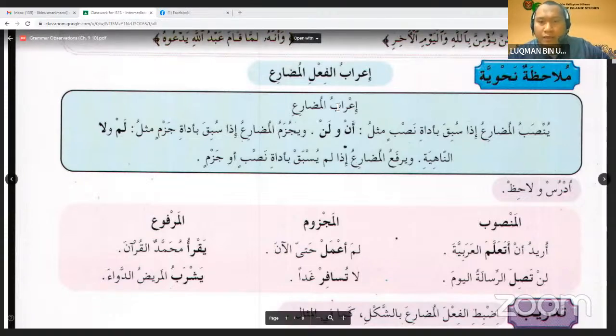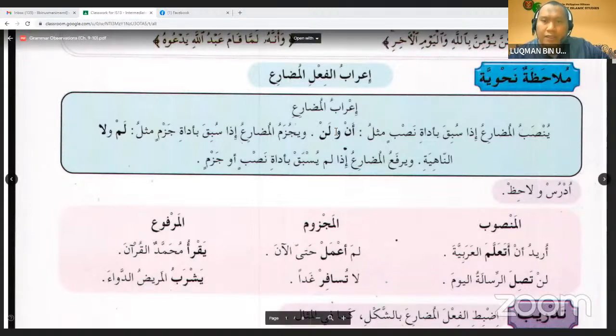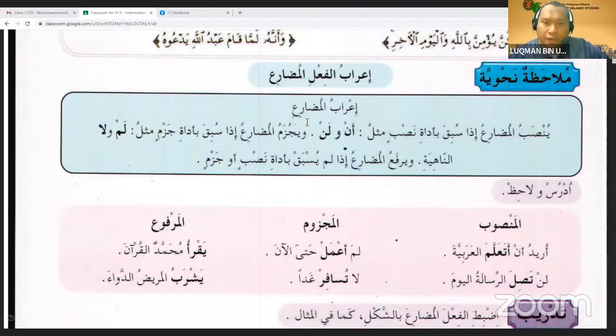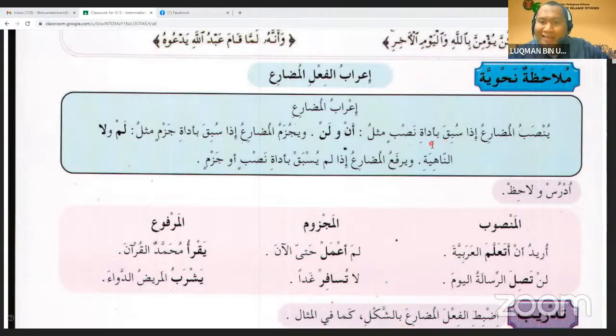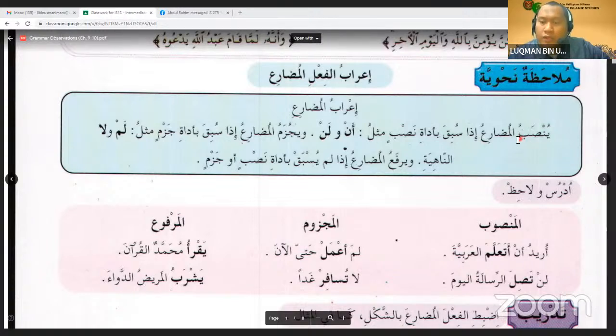So let me read the rule here. This is the rule inside the box. I'rabul mudari': how we classify the cases of the imperfect tense of the verb. ينصب المضارع إذا سبق بأداة نصب مثل أن ولن. The imperfect tense of the verb, the mudari', becomes mansub.